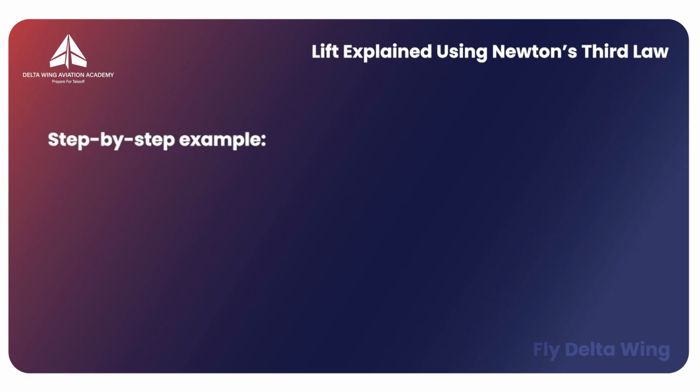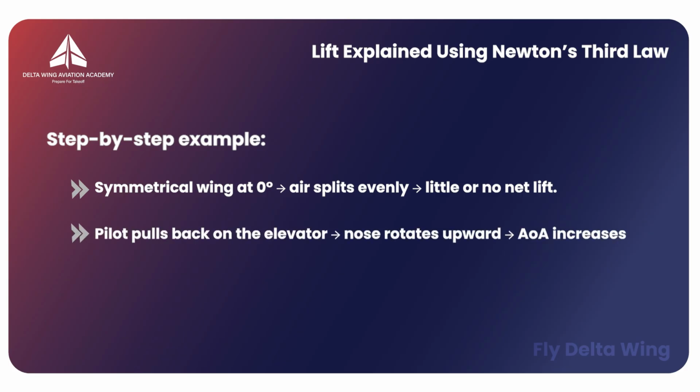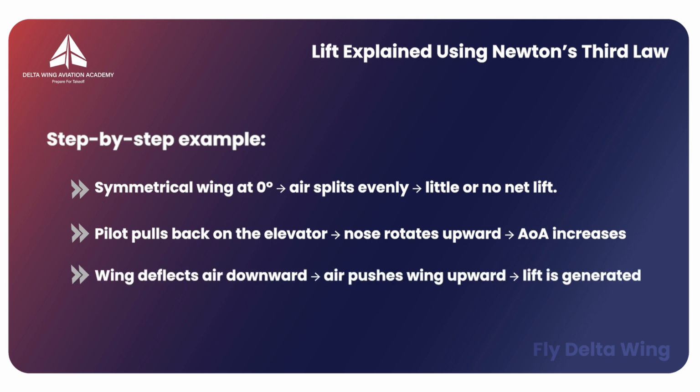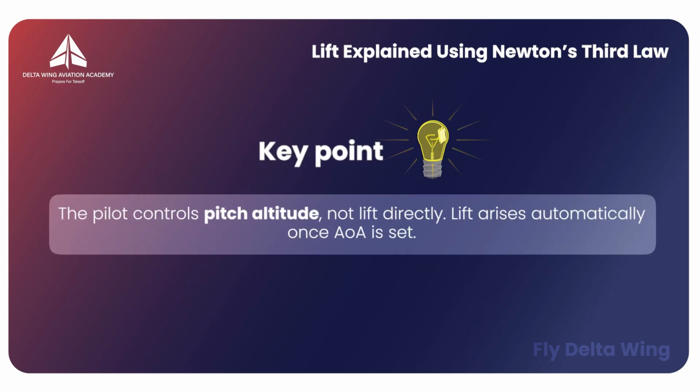Step-by-step example. 1. Symmetrical wing at 0 degrees. Air splits evenly, little or no net lift. 2. Pilot pulls back on the elevator, nose rotates upward, angle of attack increases. 3. Wing deflects air downward, air pushes wing upward, lift is generated. Key point: the pilot controls pitch attitude, not lift directly. Lift arises automatically once angle of attack is set.